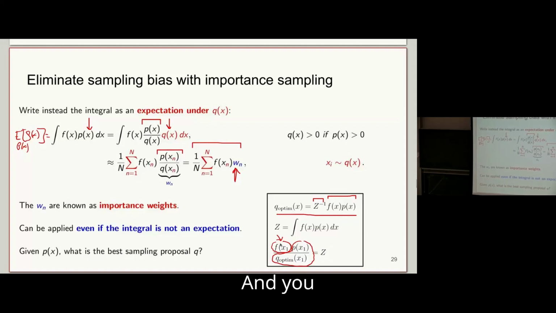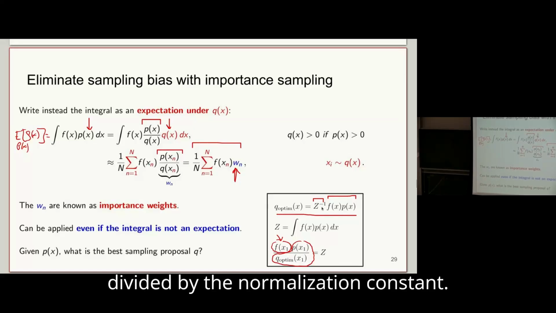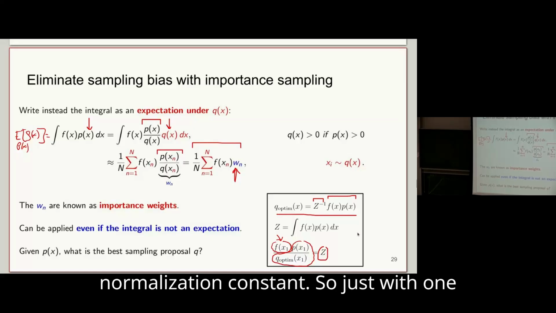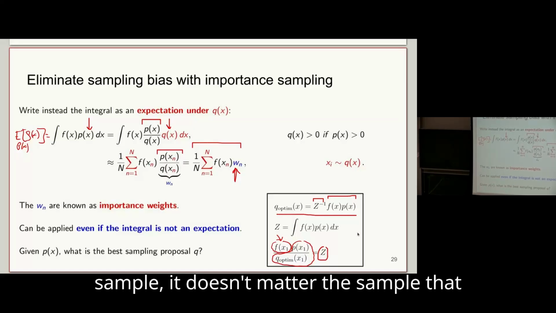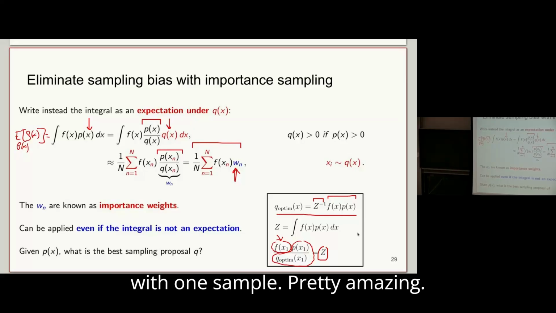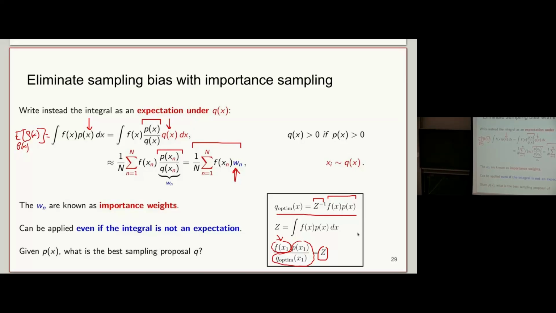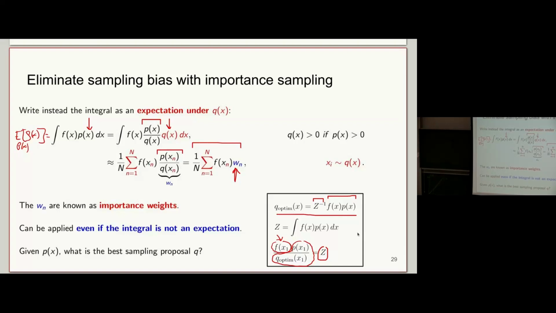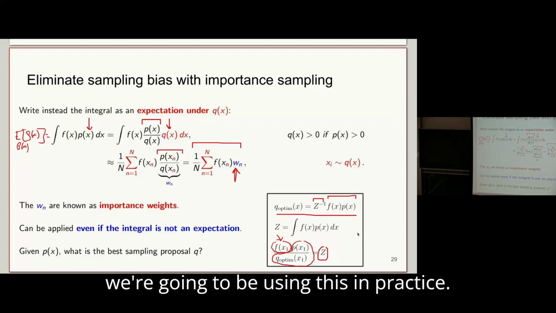and you just have f times p divided by q optim, and q optim is f times p divided by the normalization constant, and the normalization constant is precisely what we want to integrate, which is what we get here. So just with one sample, it doesn't matter the sample that we have, we get the right estimator. We have an estimator with 0 variance, only with 1 sample. Pretty amazing. But you need to get this optimal importance sampling distribution, which is not easy. Okay? So we're going to be using this in practice.